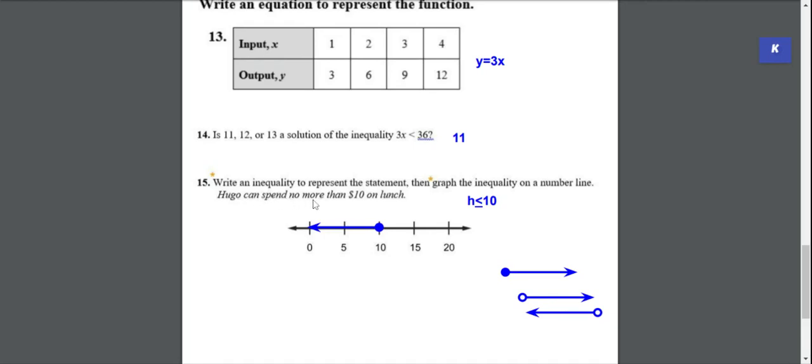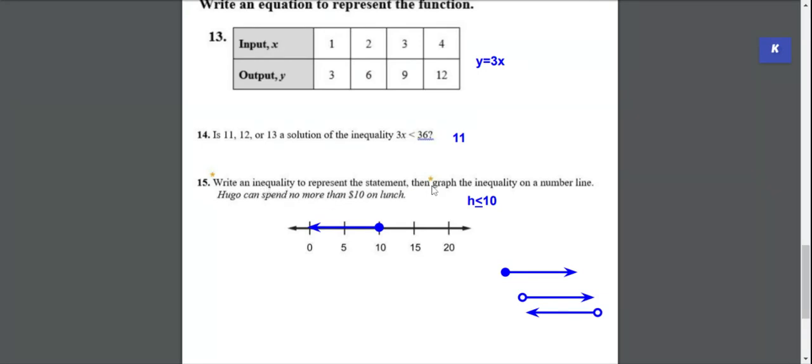If it said he can spend only less than, then 10 would not be okay, and you would not put this equals mark here. So you pick your variable. I picked H for Hugo. You could pick S for spend, or M for money, or L for lunch, or just X because you're not feeling very creative today. The $10 from the problem, that's the number that's going to go here. We decided that it was things less than 10, so I put the one with the pointy part first because that's our less than symbol. And then it was allowed to equal 10, so we have to put the equal sign underneath of it also. H is less than or equal to 10.